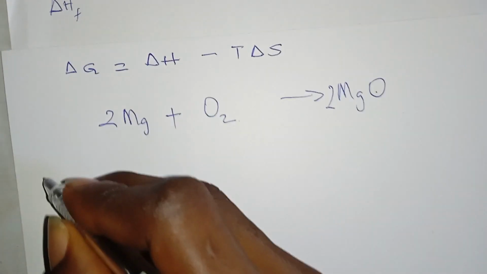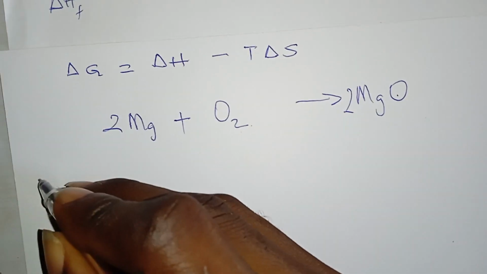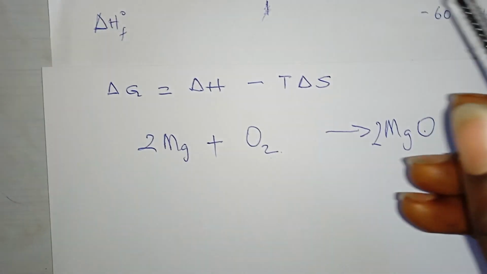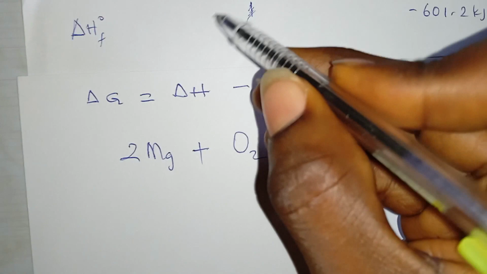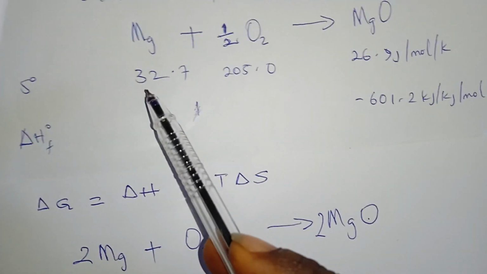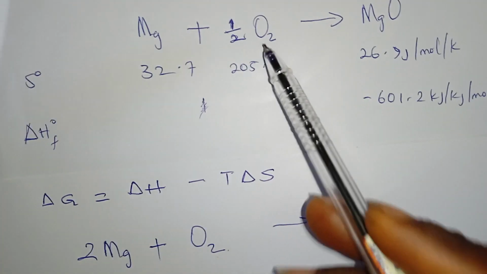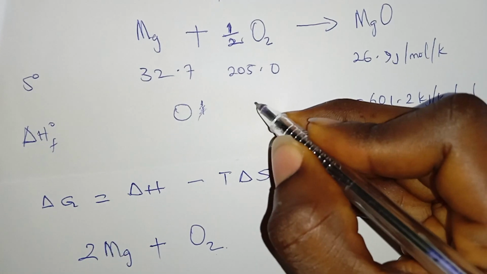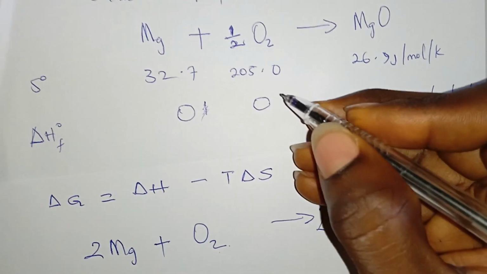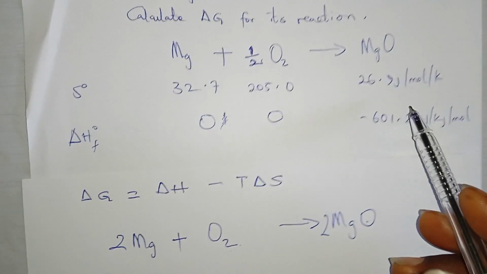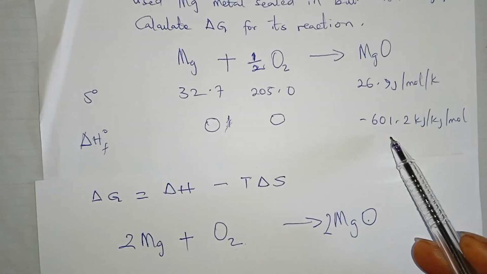Now they gave me entropy values of 32.7, 205.0, then 26.9. They did not give me any value for enthalpy. They gave me these values for entropy. So you see that entropy of a pure element can never be 0, but they did not give me enthalpy, which means that this is 0 because enthalpy of pure elements is 0. Then the compound is MgO, so it's giving me this.